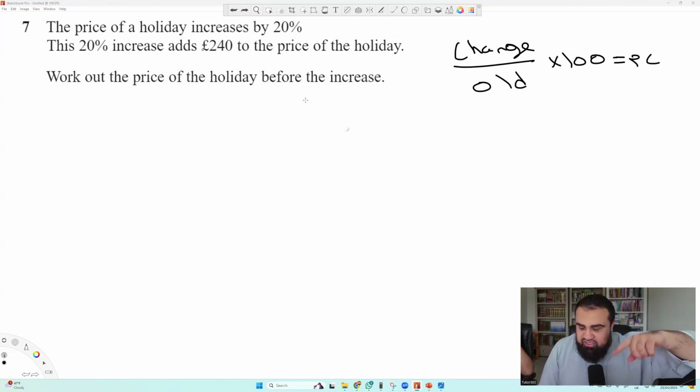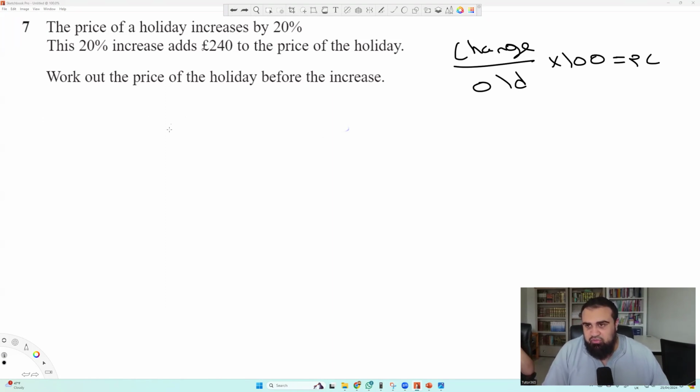And I'm not unmuting kids in the chat at the moment. It's because I want those who are watching to go through the same process. So I want to show them how I get to the answer. So work out the price of the holiday before the increase.